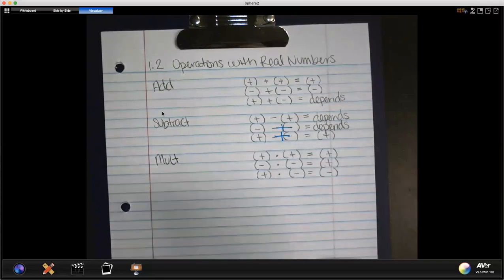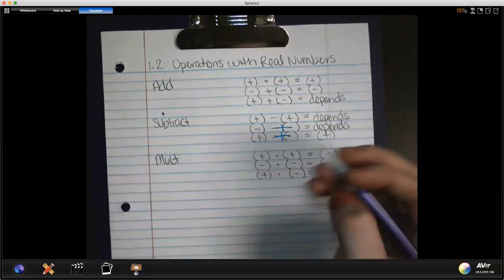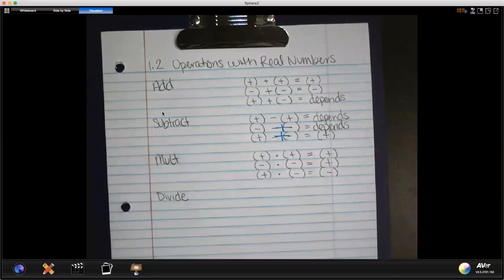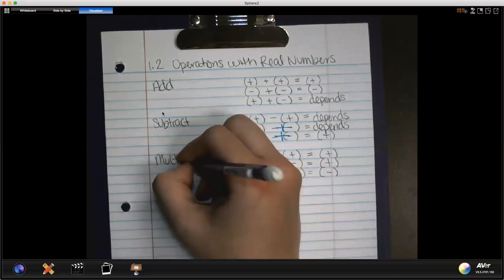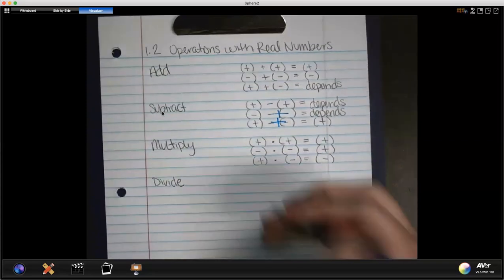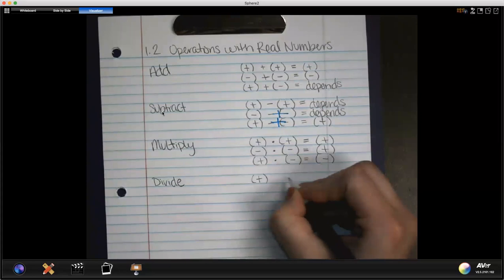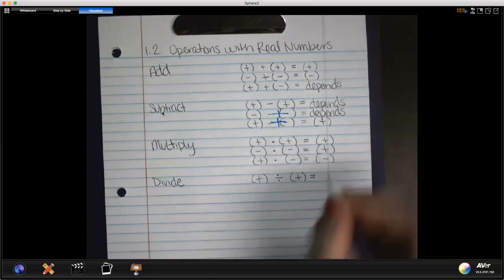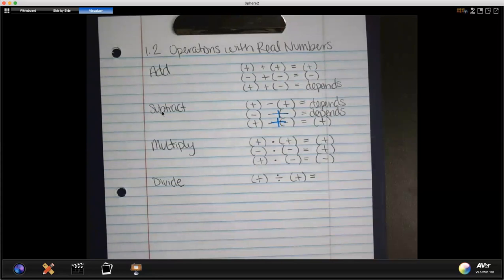And last but not least, dividing. I have a positive number divided by a positive number. What will my result be? I have 3 divided by 4. Is that going to become negative all of a sudden? No.